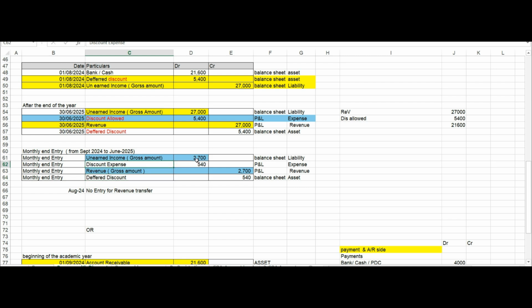So what you are doing is that you are recording the discount separately. You have recognized one asset in the beginning and you are converting this into an expense every month. So then discount expense account debit here in the P&L, and in the balance sheet that you have initially recognized your deferred discount, because deferred income is your liability, so deferred expense would be an asset. So again, no entry for the month of August, which I told you the reason.